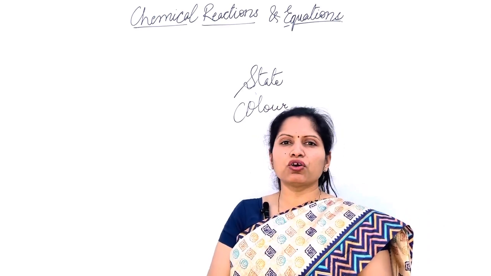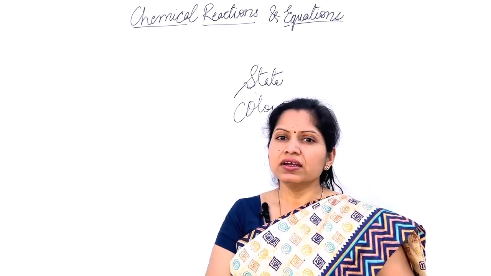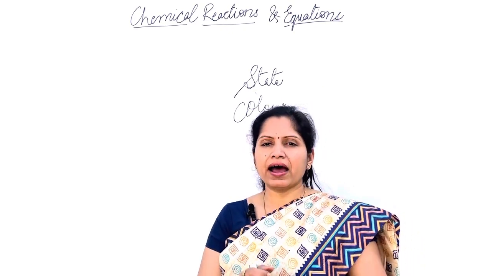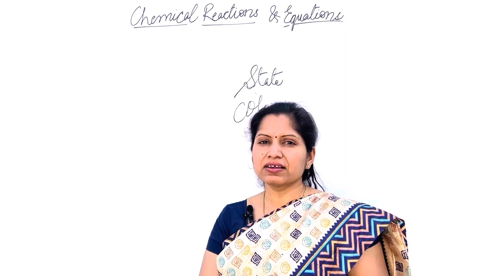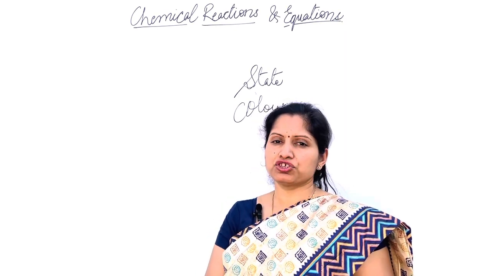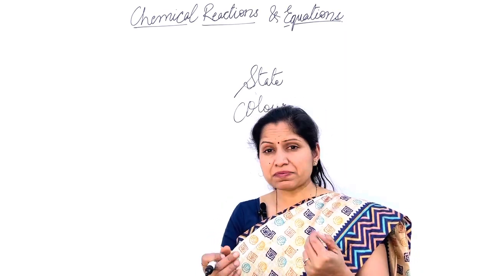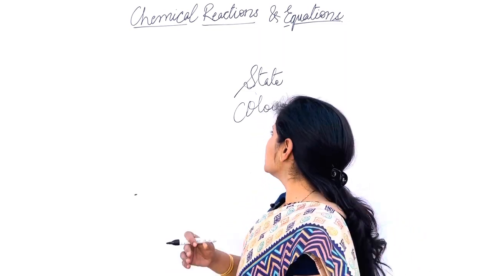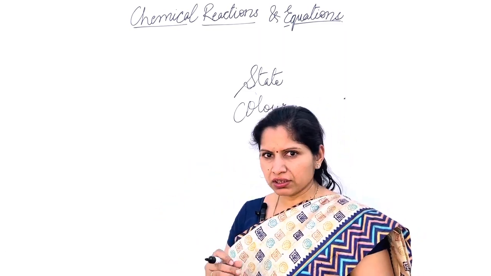For example, when copper sulfate reacts with iron, then the blue color of copper sulfate is gone, and that results in a greenish solution because of formation of ferrous sulfate. Displacement reaction takes place there. So whenever a chemical reaction takes place, there could be a change in color.